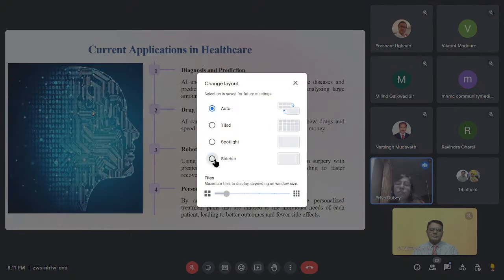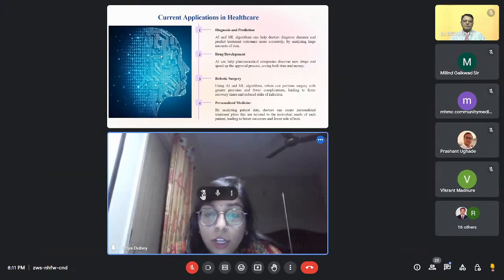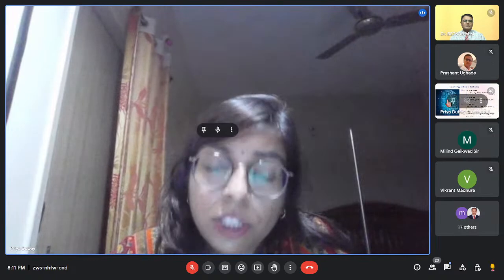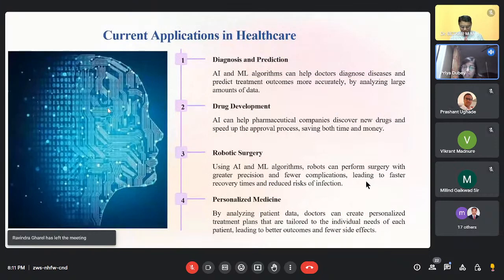Now, current applications in healthcare. What are the current applications of AI and machine learning in healthcare? First of all, they are used for diagnosis and predictions. As I told you during the introduction, AI and machine learning algorithms help doctors to diagnose diseases and predict treatment outcomes more accurately by analyzing large amounts of data. As I told you, data is generated every day from blood samples, MRI scans, and CT scans. Let's take a good example for a better understanding.